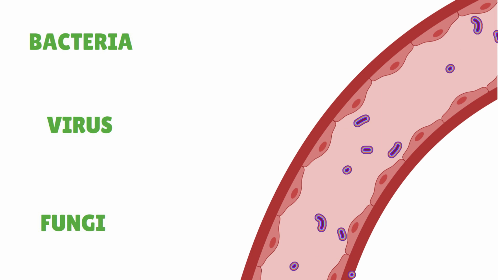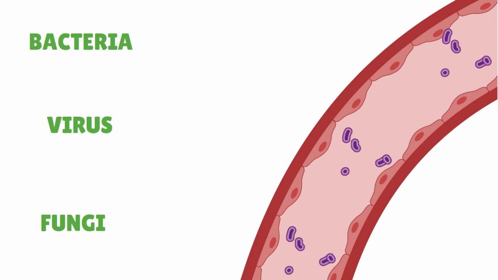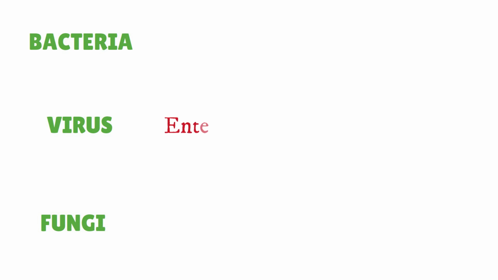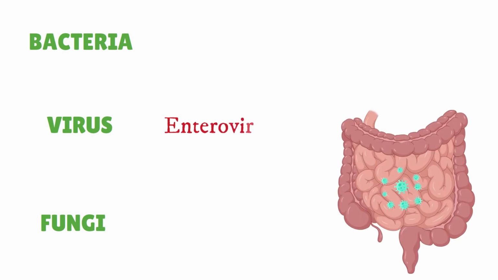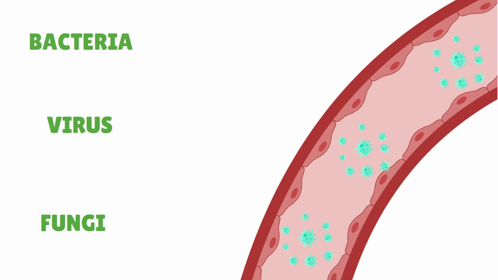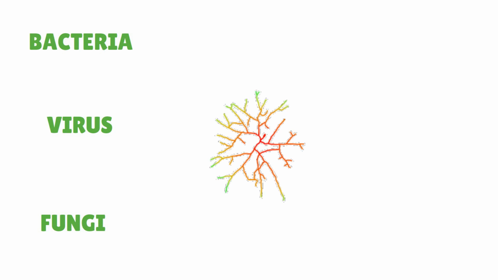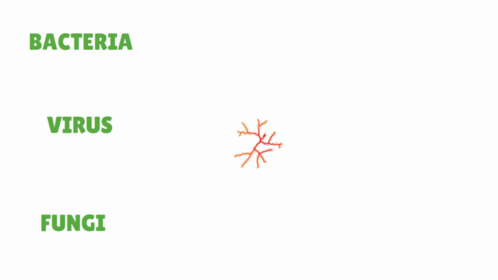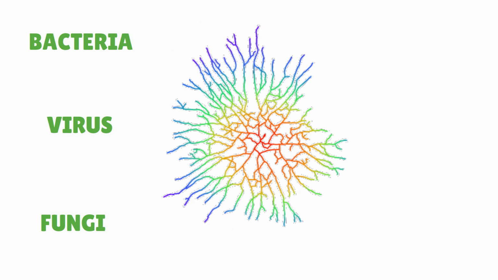These bacteria often enter the central nervous system through the bloodstream. Viral meningitis is usually caused by enterovirus. They can enter the central nervous system via bloodstream or by direct extension from nearby structures. Fungal meningitis is often seen in individuals with compromised immune systems. Fungi can reach the central nervous system through the bloodstream or by direct extension from nearby infected tissues.